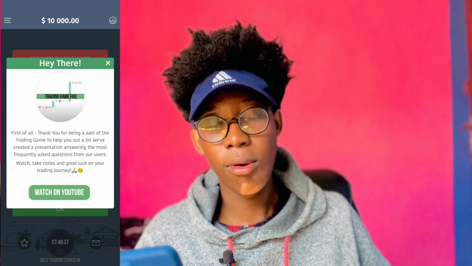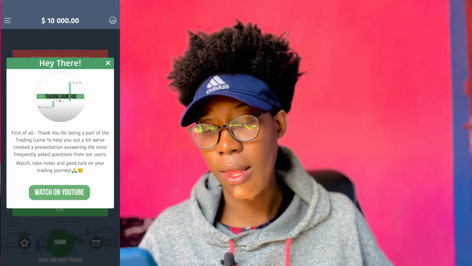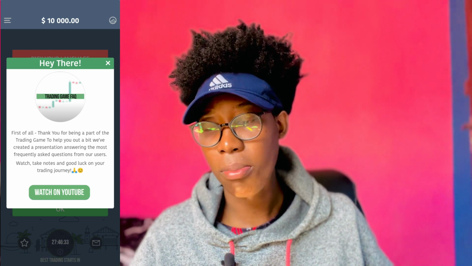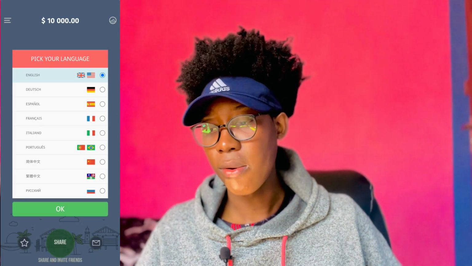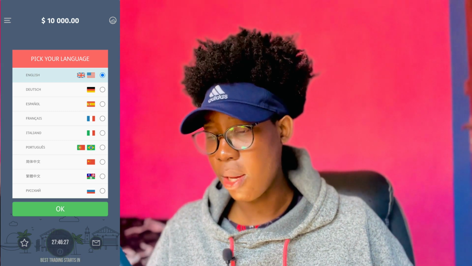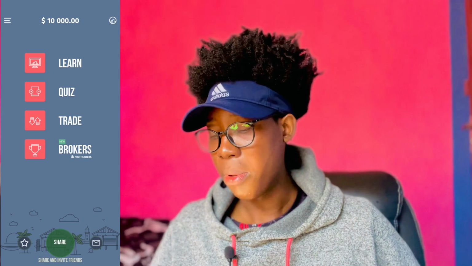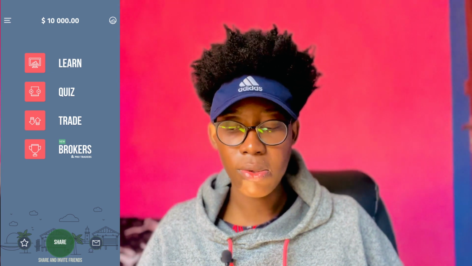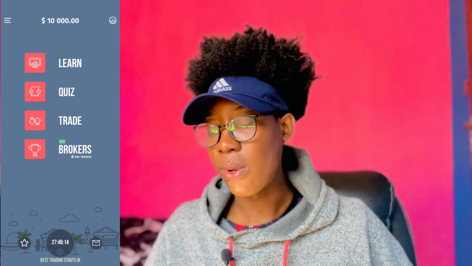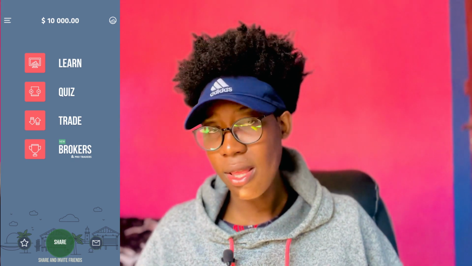You're going to be presented with a welcome screen like this. For now, I'm simply going to click on cancel. Then I'm going to choose my language. Of course, I'm going to choose English, it's the one I know among these. Then you'll be given a page like this. You can start by learning, you can also do some quizzes, and you can trade, like practice, in this game. So let us try to click on trade.